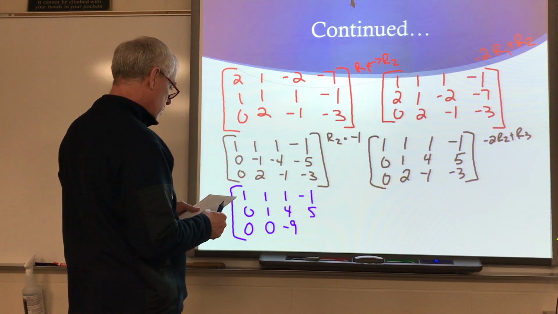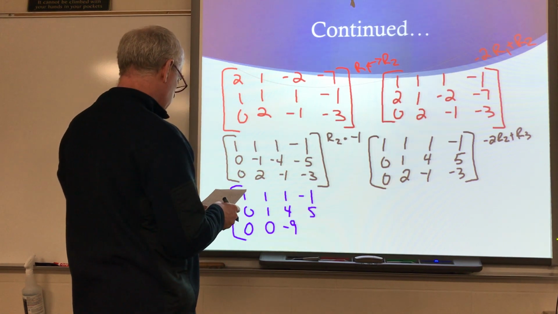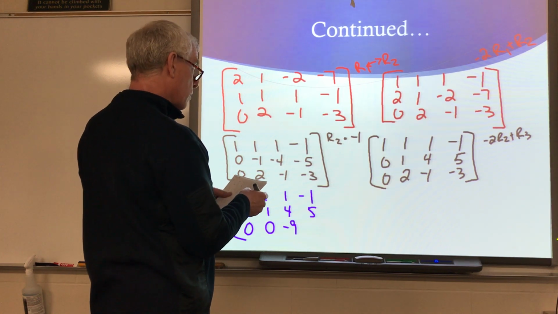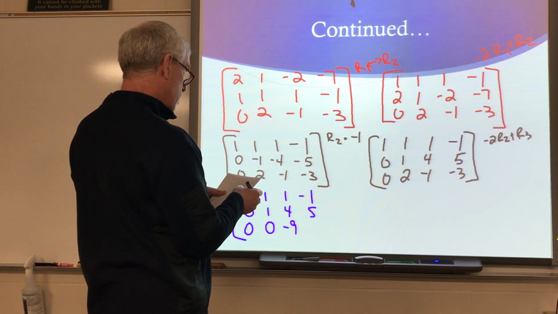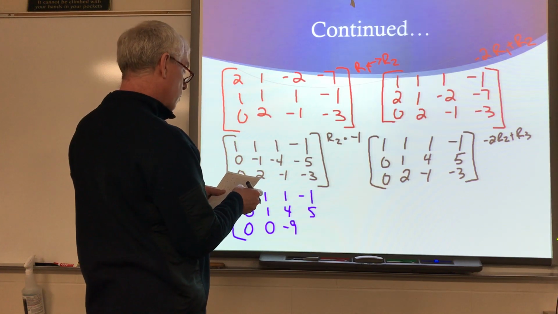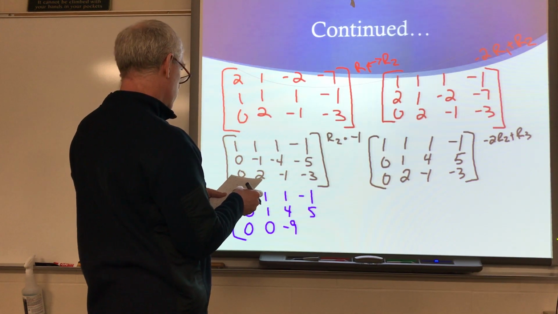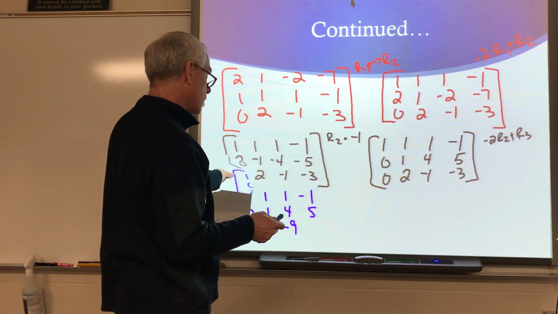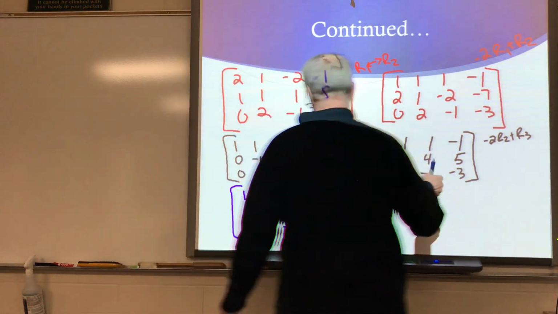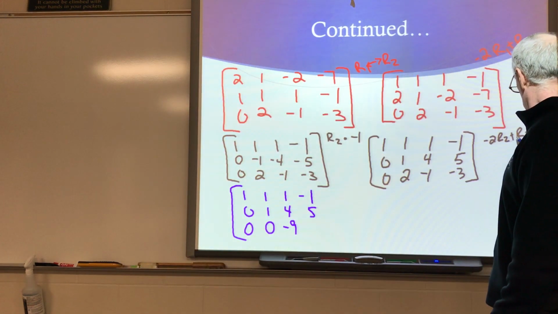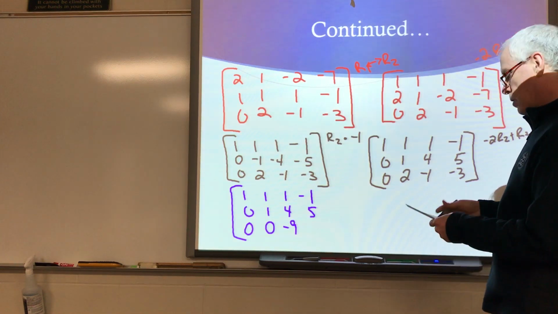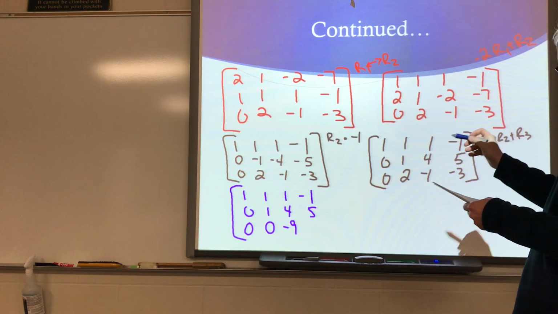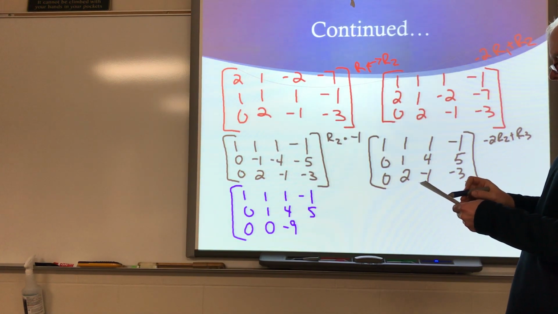Oh, what did we do here? I just have to make sure I didn't make a mistake here. 1, 1, 1, -1, 0, 1, 4, 5, 0, -2. So row 2 times -1, and then okay. Bear with me for a second here, you guys. 1, 1, 1, -1, 0.